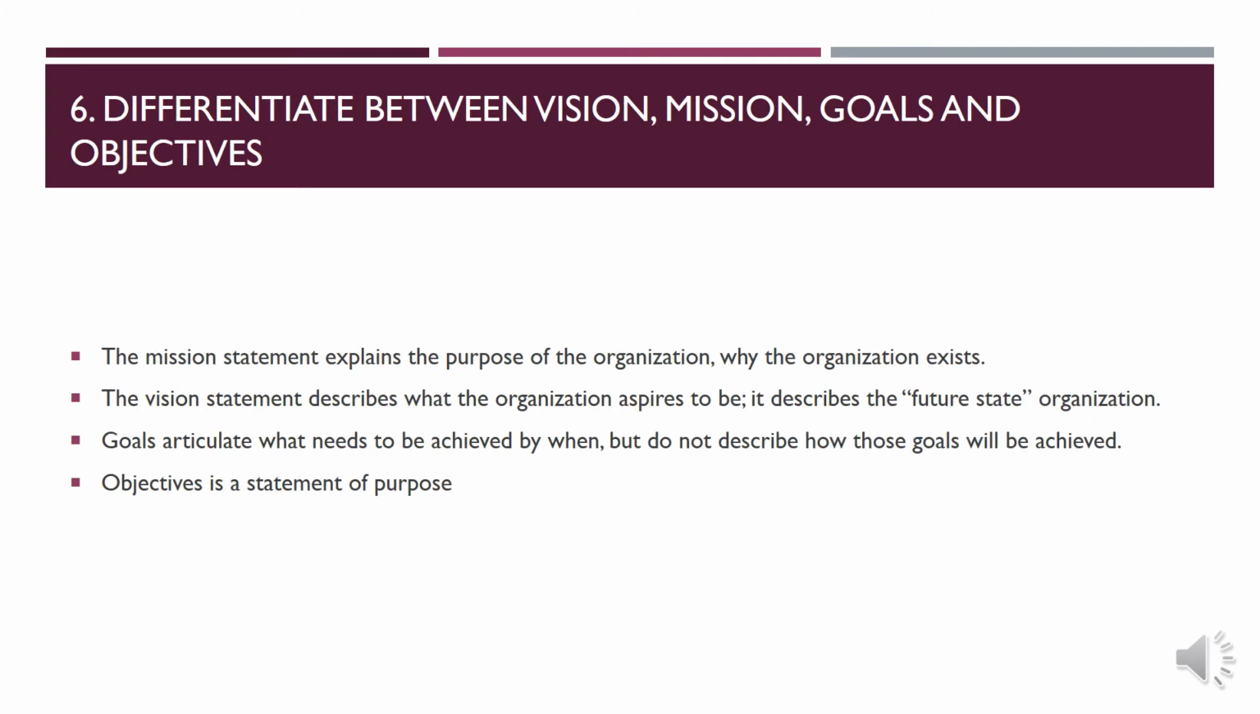Differentiate between vision, mission, goals, and objectives. The mission statement explains the purpose of the organization, why the organization exists. The vision statement describes what the organization aspires to be. It describes the future state of the organization. Goals articulate what needs to be achieved by when, but do not describe how those goals will be achieved. An objective is a statement of purpose.